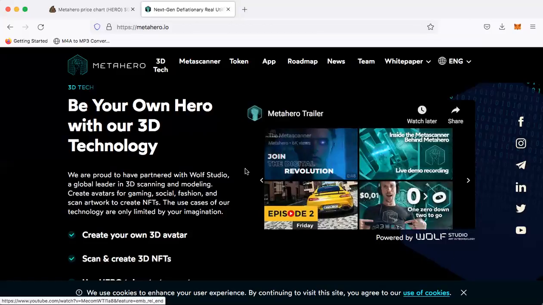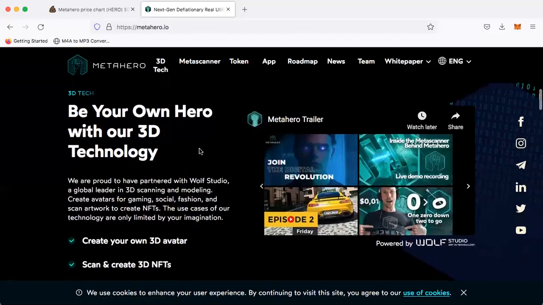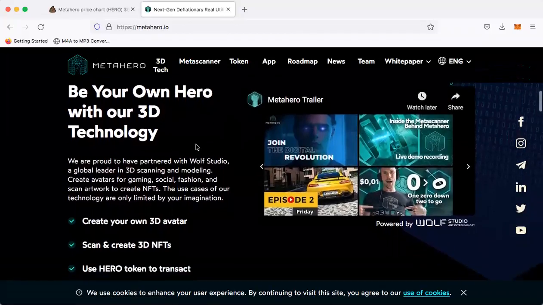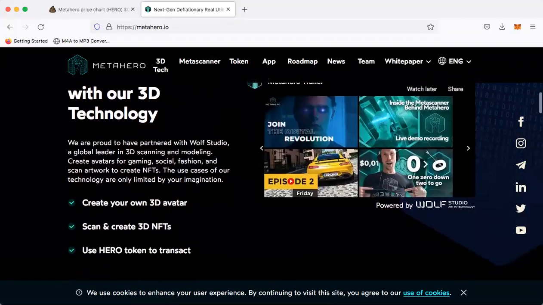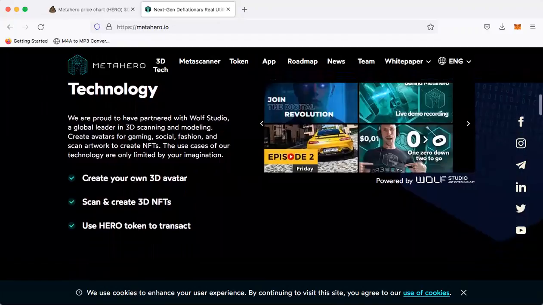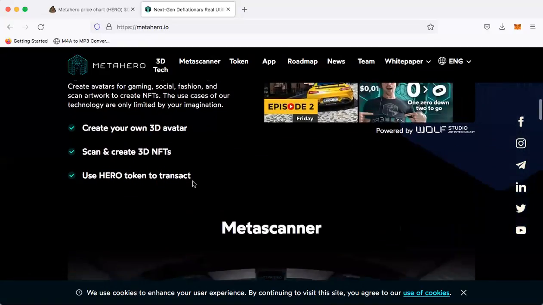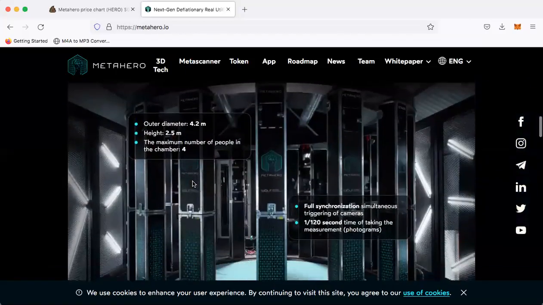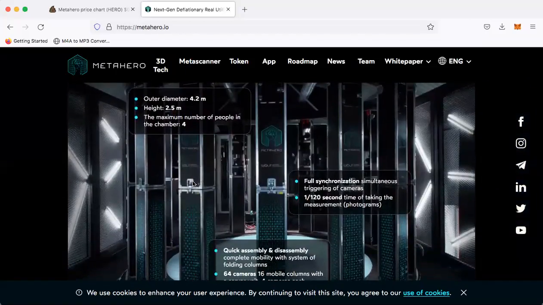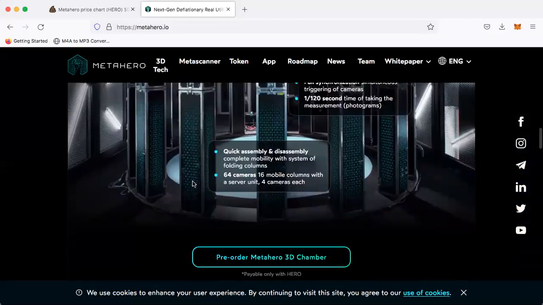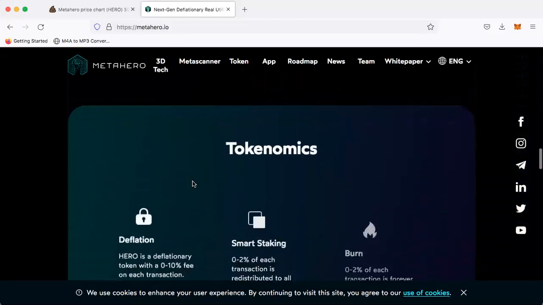So guys, as you can see, be your own hero. They're dealing with 3D technology, guys. They've partnered up with Wolf Studio, as you just heard, got the 3D scanning, modeling, creating avatars for gaming, social, fashions, NFTs, all sorts, guys. If you know about the gaming industry, I'm sure you guys know how serious this is potentially going to be, guys.